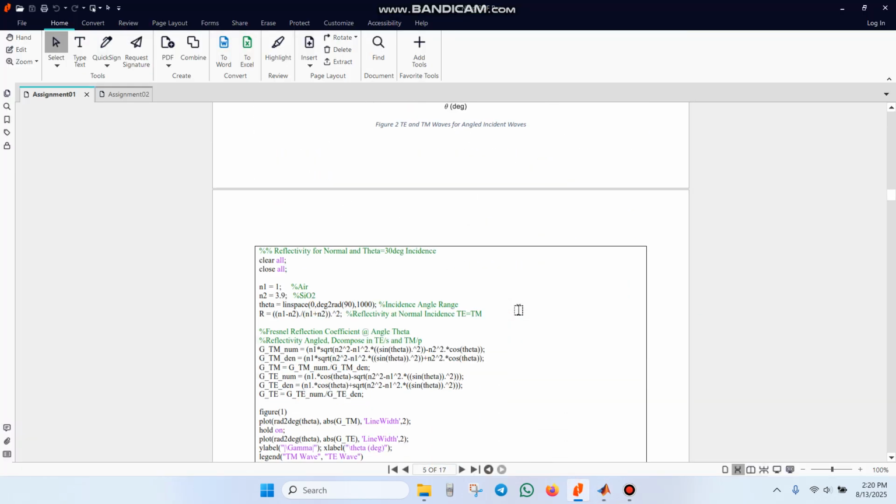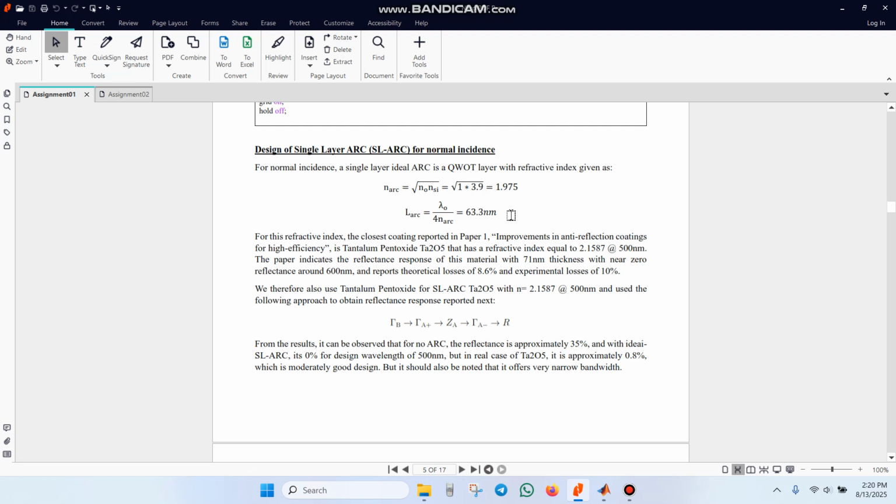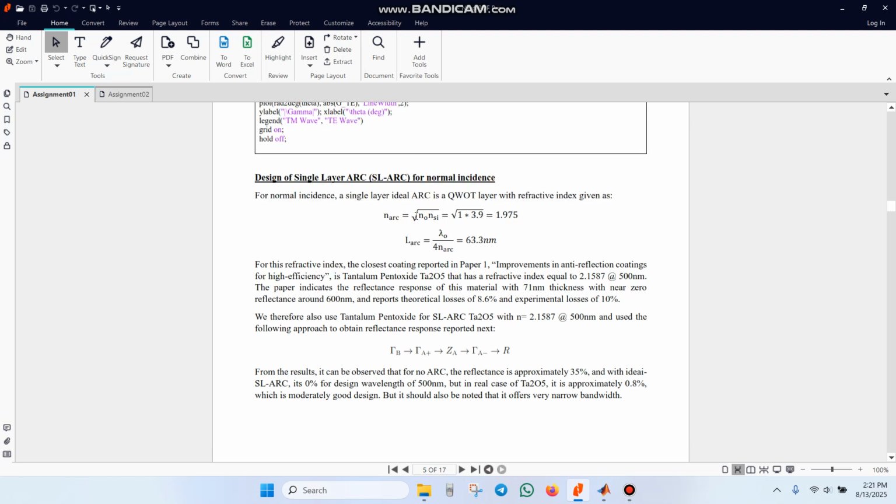Right, moving on to the second design, which is of a single layer anti-reflection coating for a normal incidence. We have to find the refractive index of our desired anti-reflection coating, and for that purpose we multiply the refractive indices of both the mediums and take the square root of it, and it turned out to be 1.975. So essentially the refractive index of the anti-reflection coating that we need had to be 1.975, and since it's a quarter wave design, the thickness of that anti-reflection coating would be the base wavelength that we have selected, which is 500 nanometer, divided by 4 times the refractive index of the ARC, which turned out to be 63.3 nanometer.